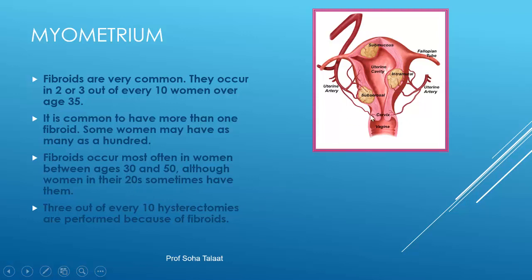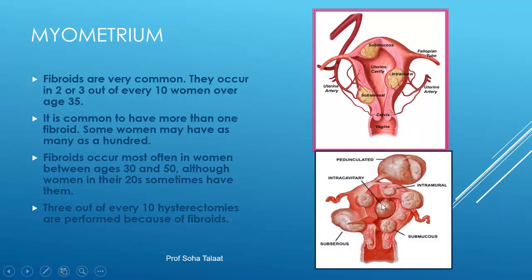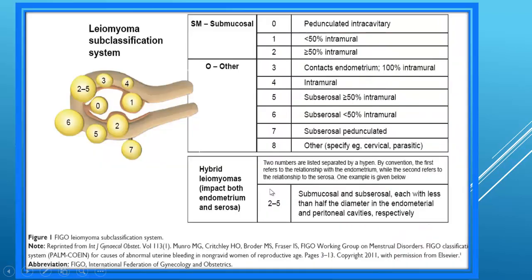These figures show the different appearance and the different locations of fibroids. This is the intramural, the submucous, and the subserosal, and this is another entity, the intracavitary, the pedunculated subserous fibroid. This is the different appearance of fibroid, and then we will come to the FIGO classification of leiomyoma.